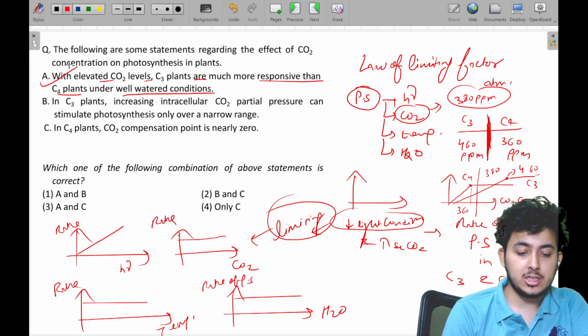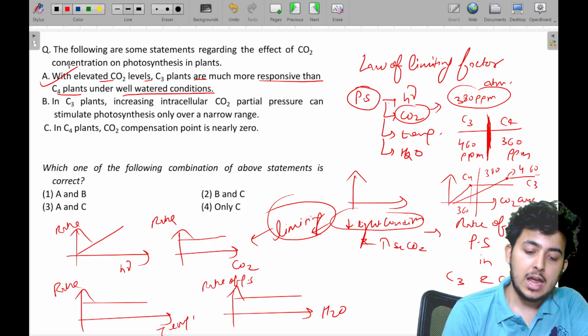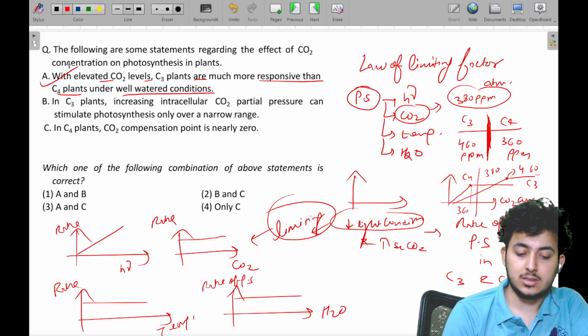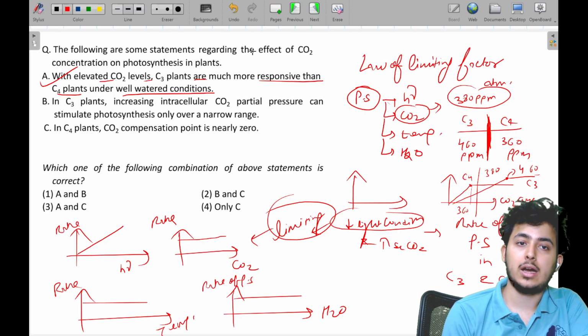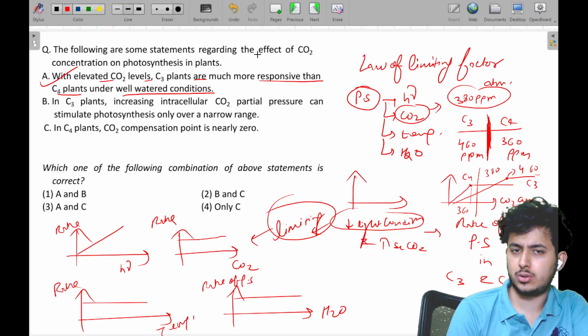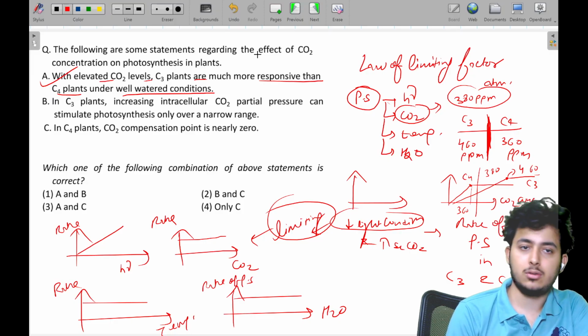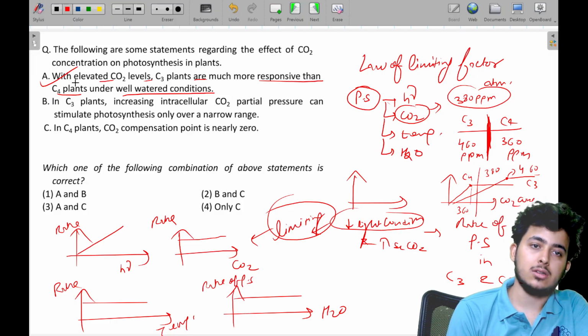Why? Because C3 plants suffer from photorespiration, and extra CO2 suppresses photorespiration, so there is an increase in photosynthesis. C4 plants don't have this problem of photorespiration, so C3 plants benefit much more. That is the reason this is correct.